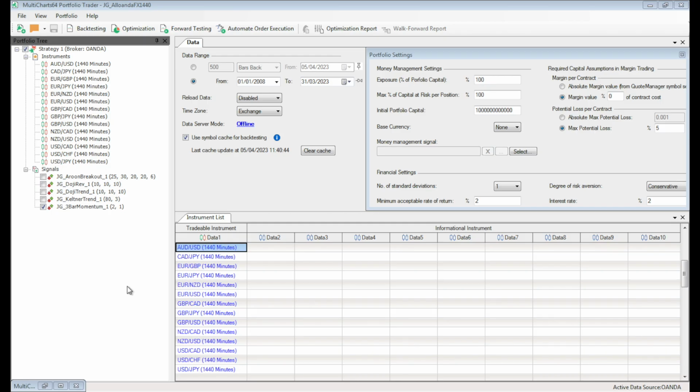Here we are in the MultiCharts portfolio trader, and we can see that we've got our 14 Forex pairs down here. The strategy which is in play is the 3-bar momentum strategy. And I'll show you the results from the optimization. Remember, we're not using the trend filter here, and I've optimized the exit duration.